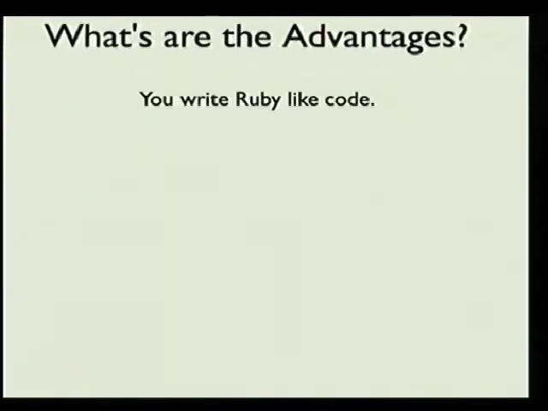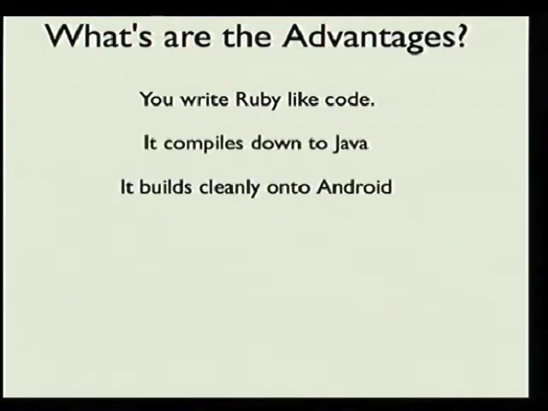So after doing some real research, I saw the really cool points about using Duby to write Android applications is you write Ruby-like code. It compiles down to Java. It builds cleanly onto Android, and there's no performance overhead because you're generating Java files. So it's as if you wrote the Java and then are building from the Java, basically. So the Duby compiles into Java, and the Java compiles onto the Android phone.